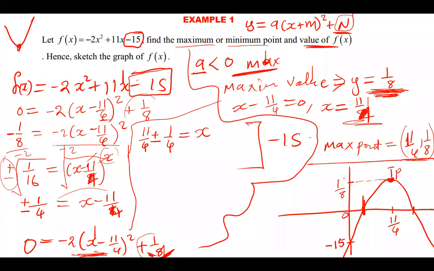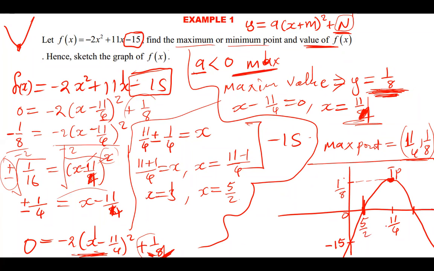So the first value of x will be 11 plus 1 over 4, and the other value of x will be 11 minus 1 over 4. The first one, 11 plus 1 over 4, gives us x equal to 3. And the other one, oh sorry, this will be 10 over 4, which is 5 over 2. So to write these numbers, the smaller number is the one we put there, and the bigger number will be put there. So this is how you do the sketching using the completing the square method.